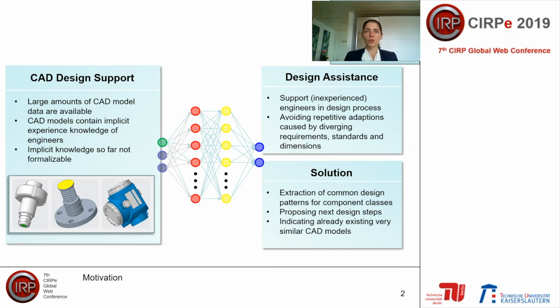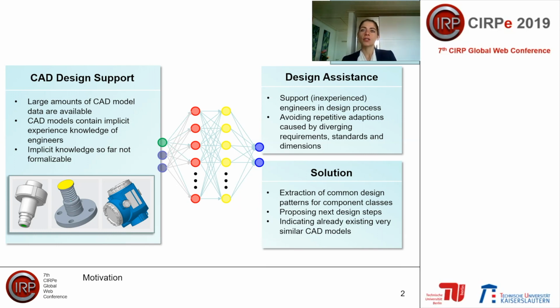So what we try to do now is to use methods of machine learning to make this implicit knowledge formalizable. And therefore, we develop some kind of design assistance, which on one hand shall support especially inexperienced designers or engineers in a design process, and on the other hand, shall relieve designers from repetitive adaptations, for example, caused by divergent requirements, standards, and dimensions. And the idea is then to save time and also costs, and mainly to give the designers more free space for real creative work, which we can't replace by methods of machine learning.